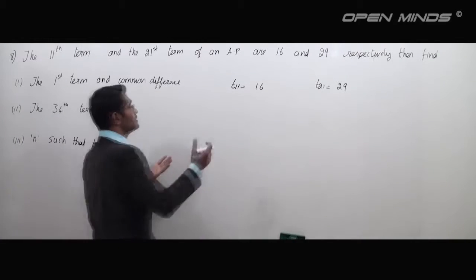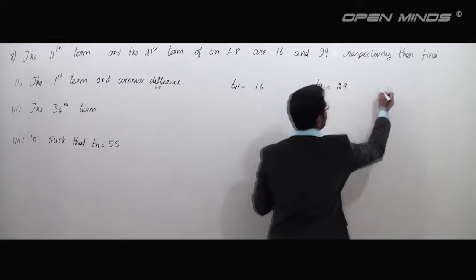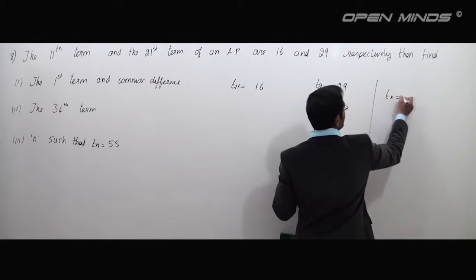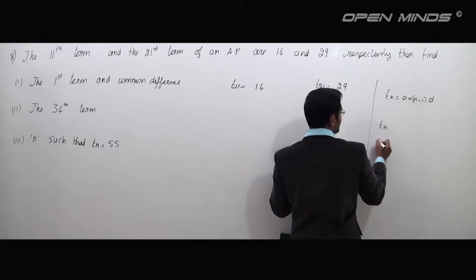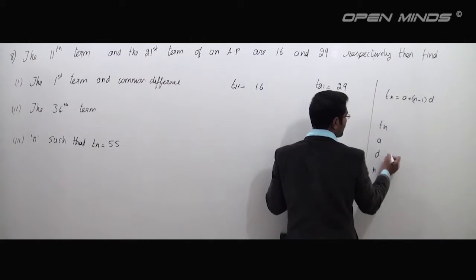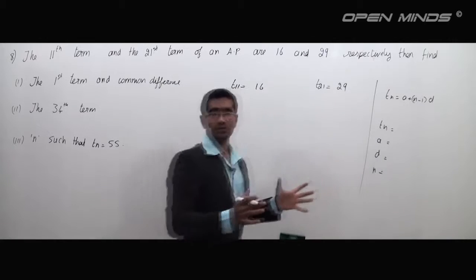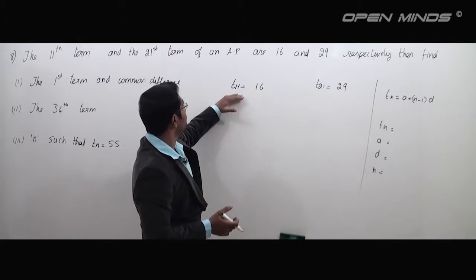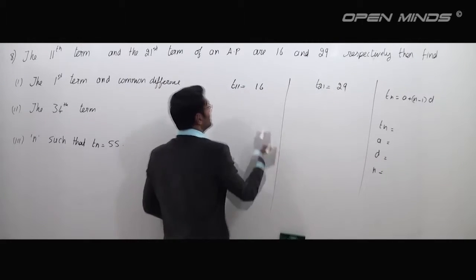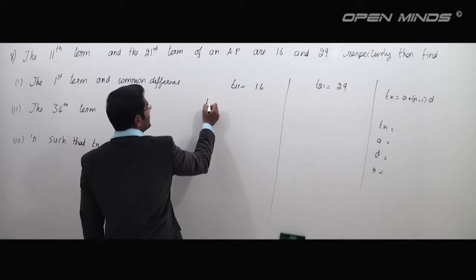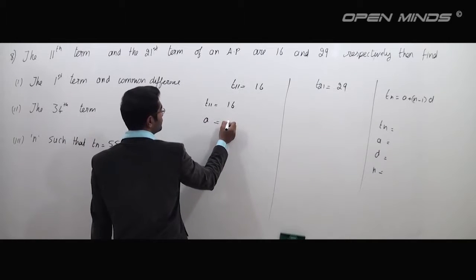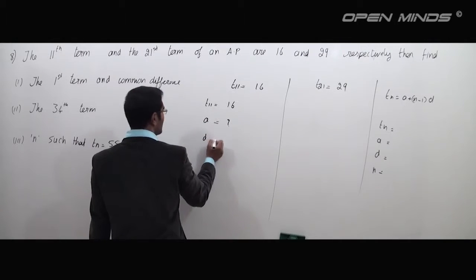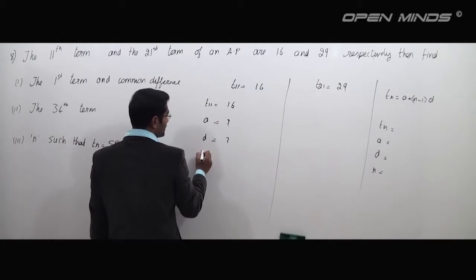So how can I build it from these? What I know is simply this: Tn is equal to A plus (n minus 1) into D, and I need to know these many things to solve anything from these equations, right? Cool. So what I know from the first one given to me is T11, which is given as 16. A, I don't know. D, I don't know. Then n is nothing but 11.